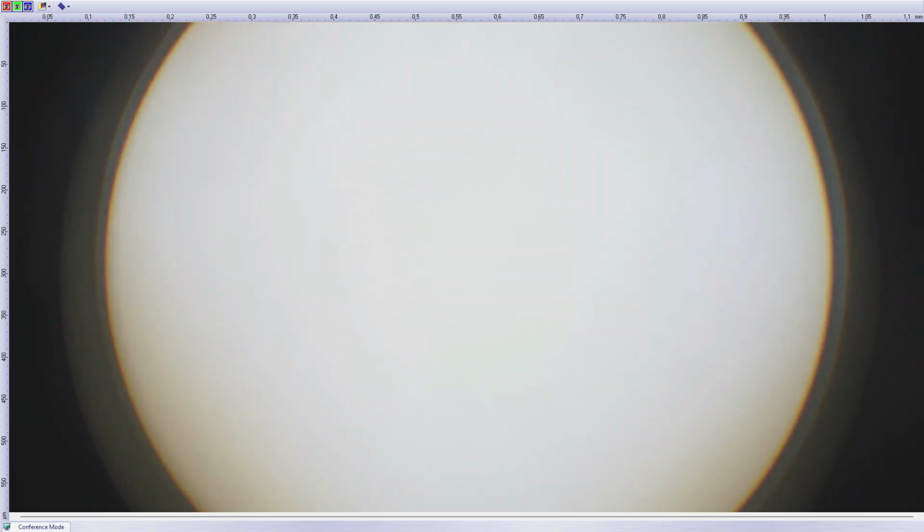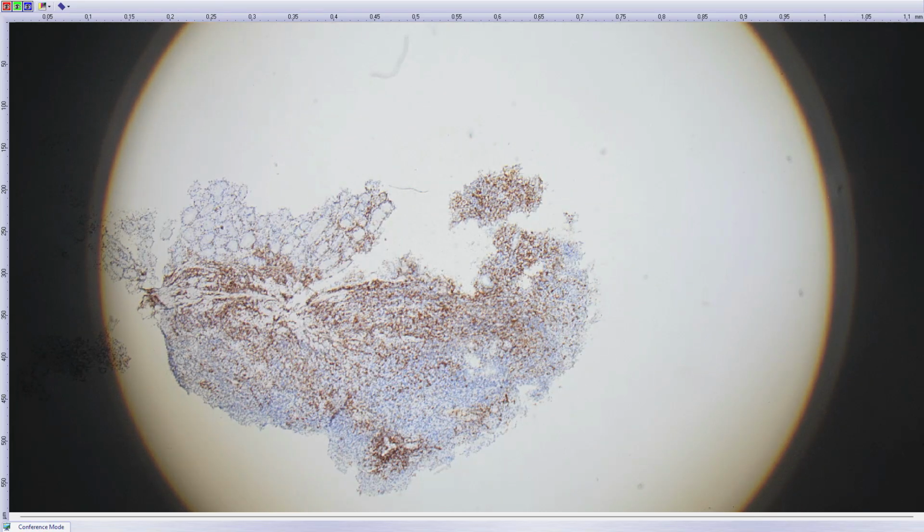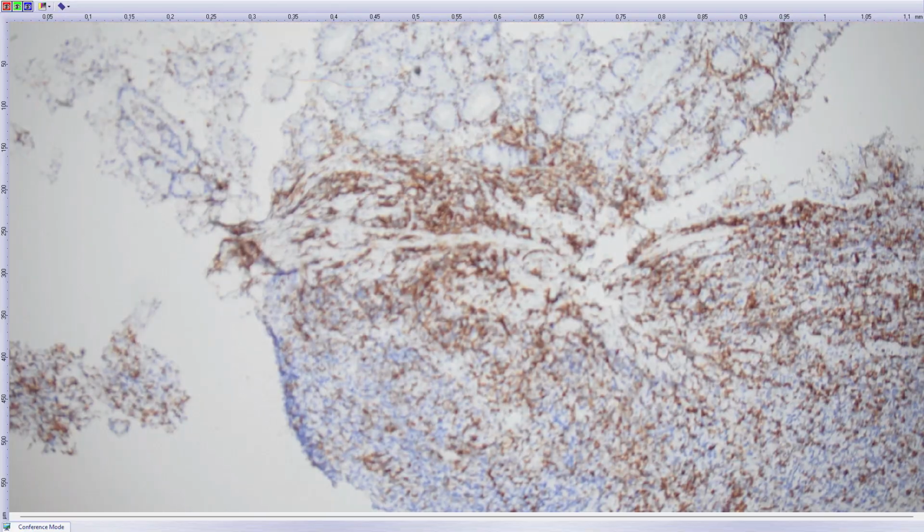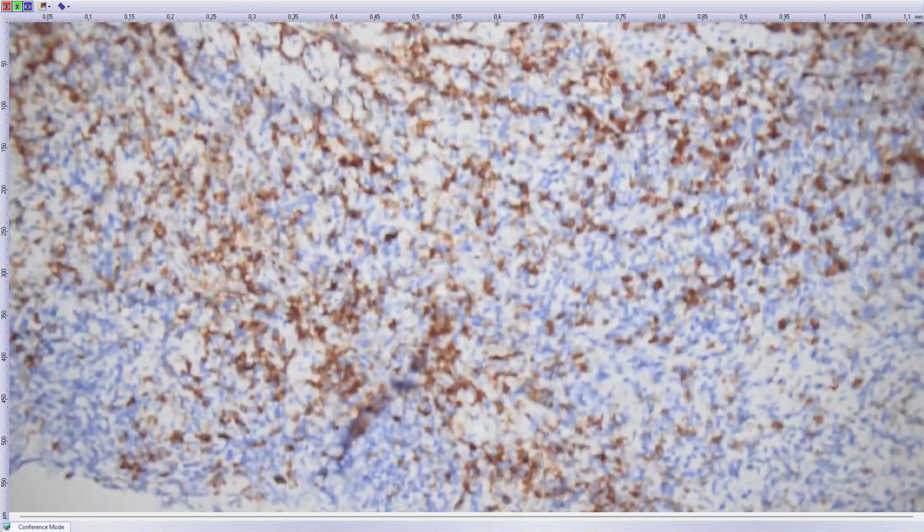CDX2, you could do CDX2 for stomach, but it's better to start with broader markers like cytokeratins. If cytokeratins are negative, CDX2 is unlikely to be positive. Actually, here I have CD45. So there are some lymphocytes, but the tumor cells seem to be negative.